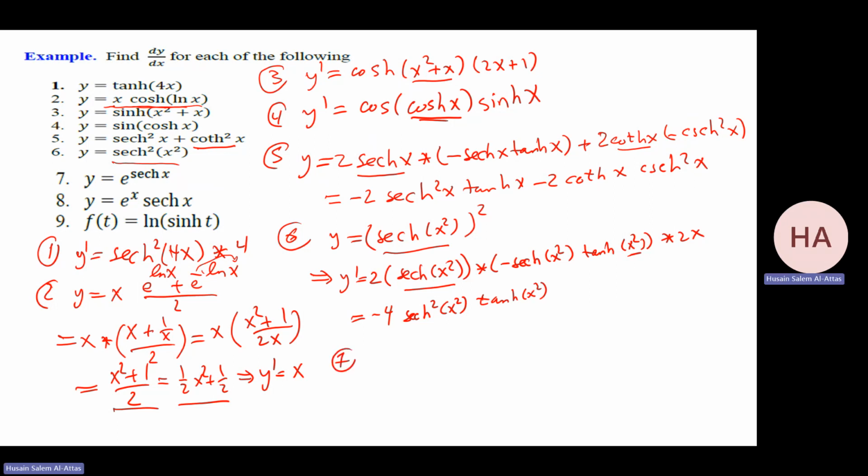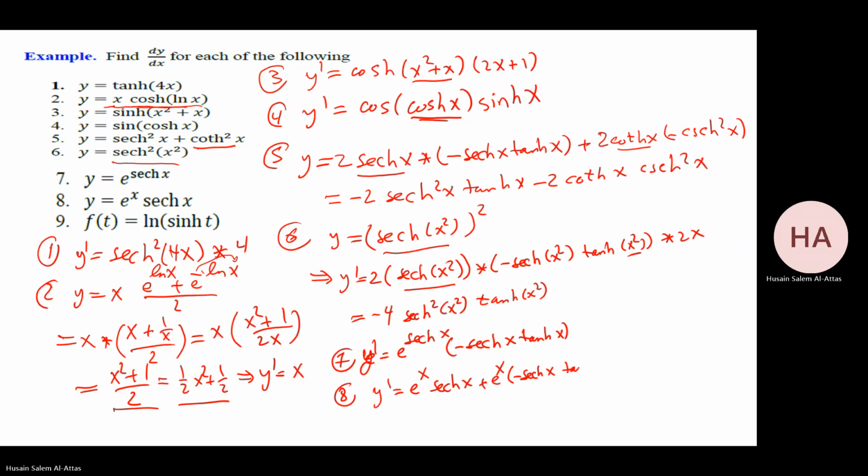7. e to the power secant hyperbolic, that will be y prime, I mean, e to the power u times the derivative of u, which is minus secant hyperbolic tan hyperbolic x. Yet, e to the power, this is the product rule. So it's e to the power x secant hyperbolic x plus e to the power x times the derivative of secant hyperbolic, which is minus secant hyperbolic tan hyperbolic x. Yeah, I think it's very clear.